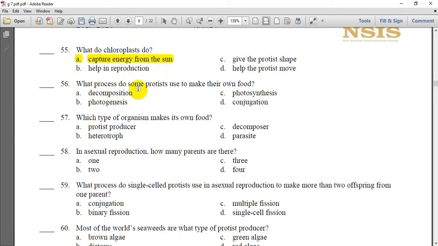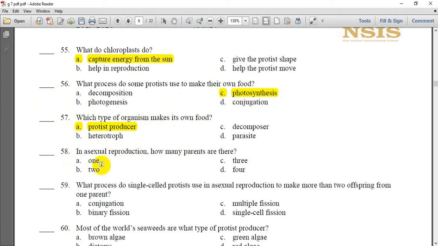56. Which process do some protists use to make their own food? As we said, protists do the same process as plants, which is photosynthesis. Question 57. Which type of organisms make their own food? So we will choose letter A.